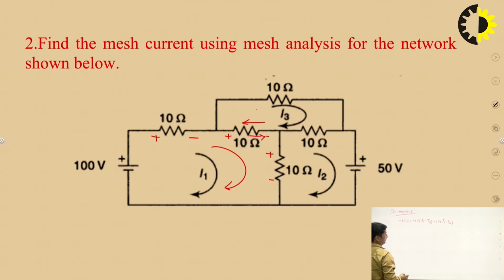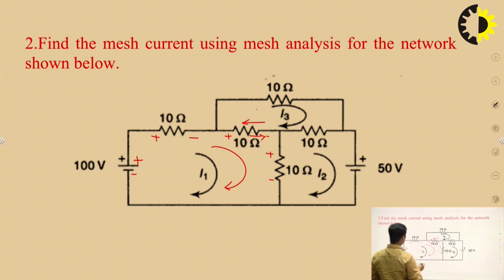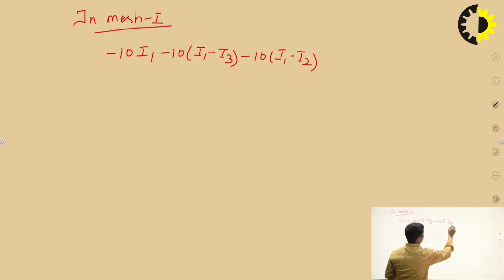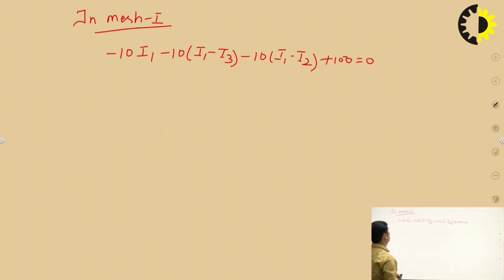Coming to the next, we come to this point here. This is minus, this is plus. It means that the voltage is a rise of 100 volt, so plus 100 will be there. So plus 100 equal to 0. This is our KVL or mesh equation. From here, you can see that 10 I1, 10 I1, 10 I1, so minus 30 I1.